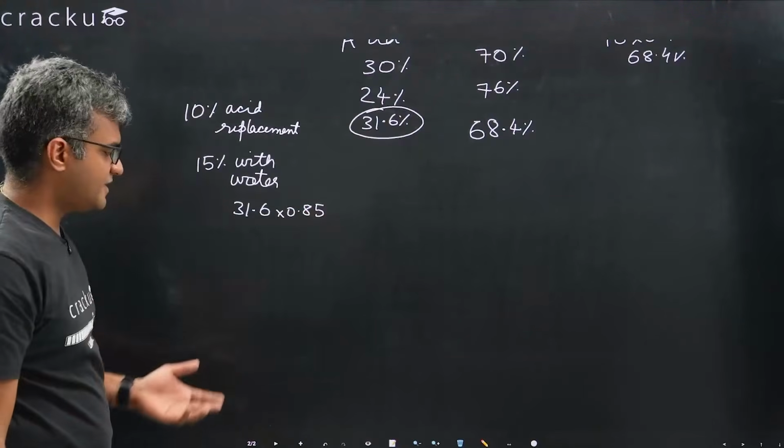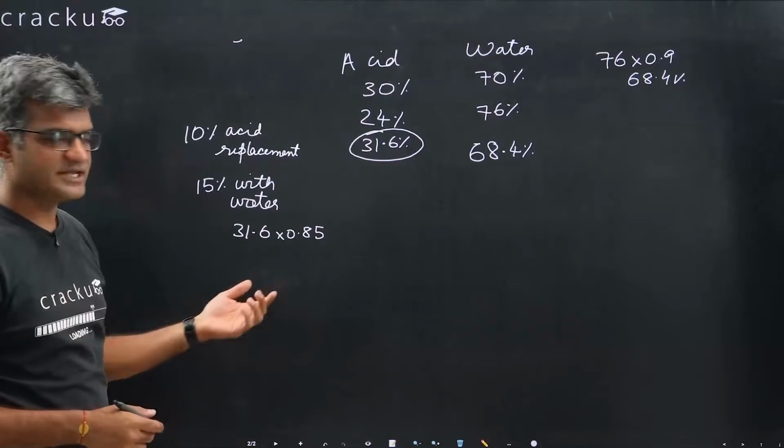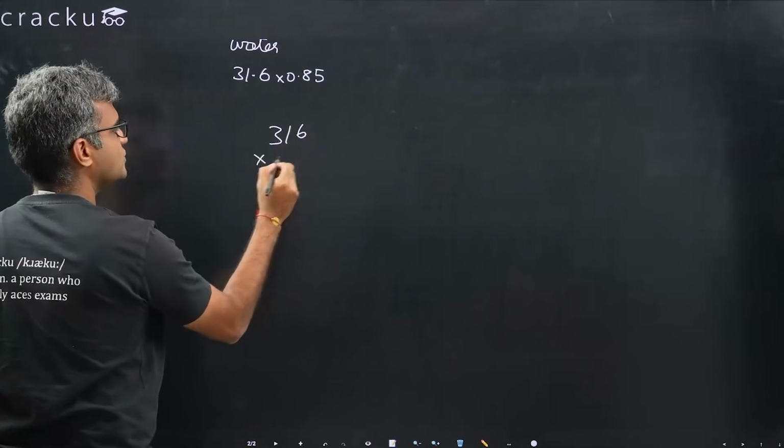Now you can calculate the value of 31.6 into 0.85. If you have the calculator, you can calculate it easily. Others will just calculate it. What is 31.6 into 85? It is 316 into 85.